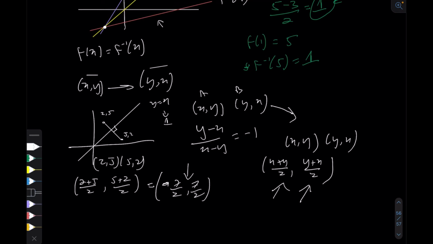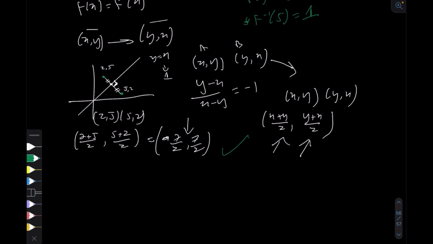So since it is perpendicular, and since the midpoint lies on the line y equals x, we know that this is a perpendicular bisector. So basically, this length is equal to this length. Hence, this point is reflected in the line. This point is reflected in this line, and it ends up here. And this happens for every single point there is. So this is the reason why f inverse is actually the reflection in the line y equals x, right?